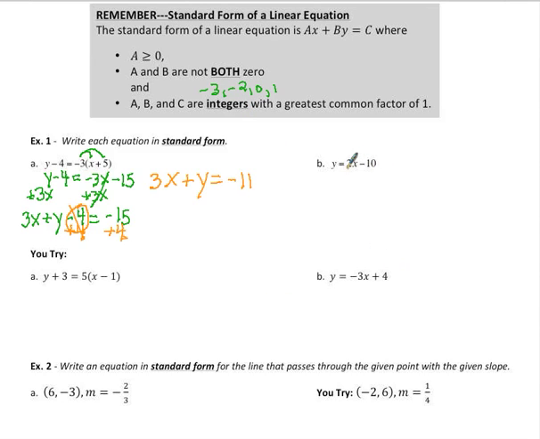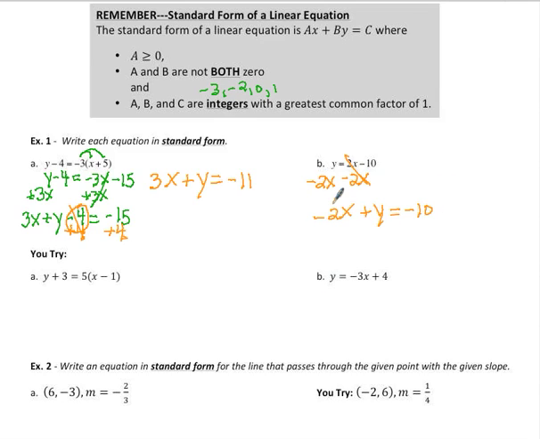So now let's look at 1b. This is in slope-intercept form, but that's not what we wanted. We wanted standard form. So again, I need to get my x term on the other side. So I subtract 2x from both sides because I need to move that term. This becomes 0. So we get -2x plus y equals -10.